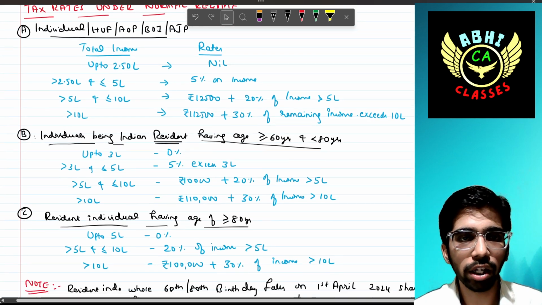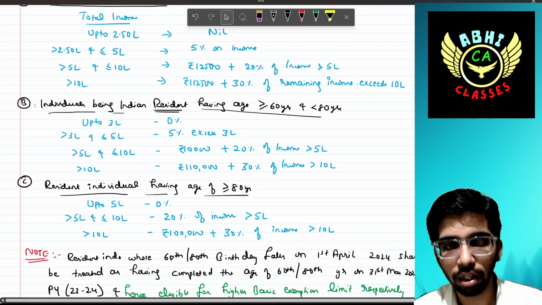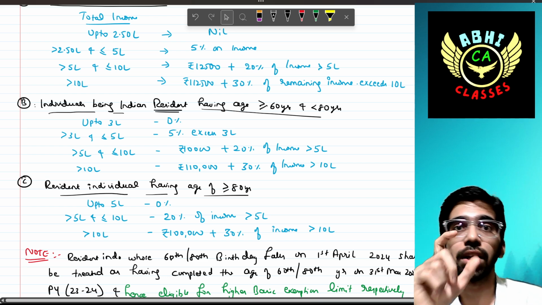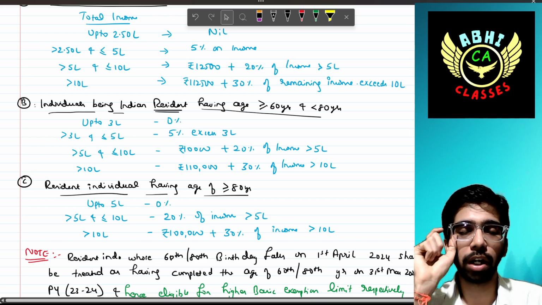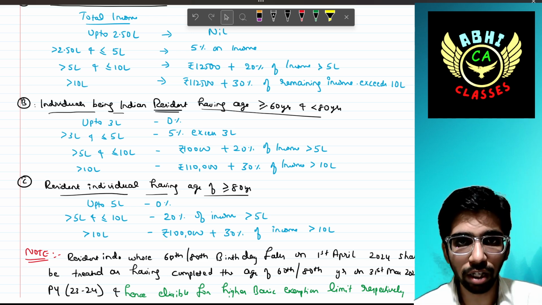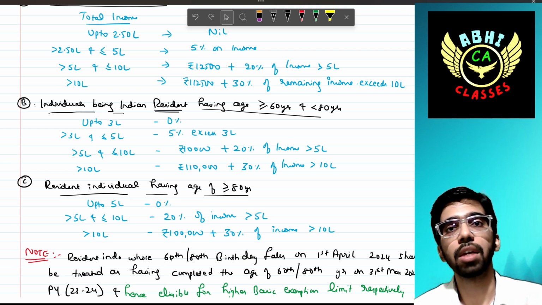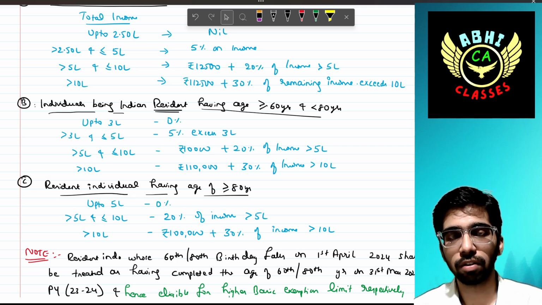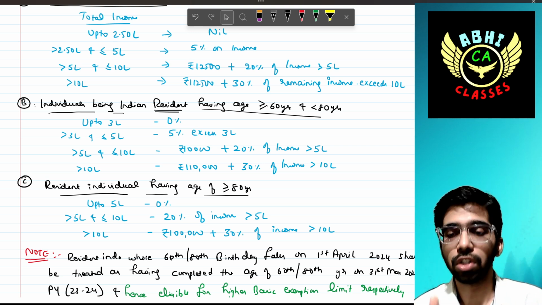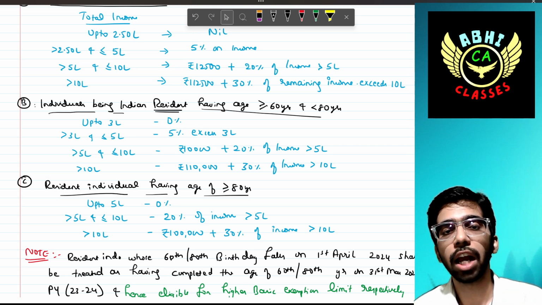Okay. Next, individual being an Indian resident. This term is very, very important. Individual being an Indian resident, that resident should be the key point in your mind. If he is a non-resident, then this benefit will not be given. If he is a resident, having an age of 60 or more and below 80 years, this is termed as senior citizen. For him, up to 3 lakh, 0%.